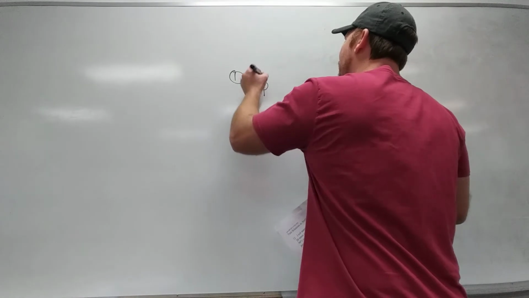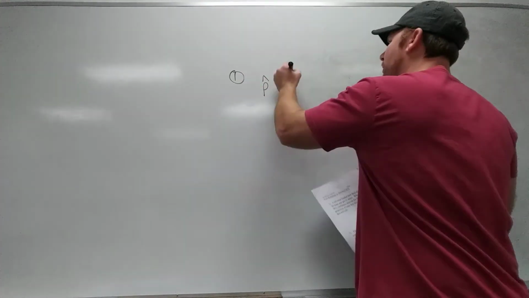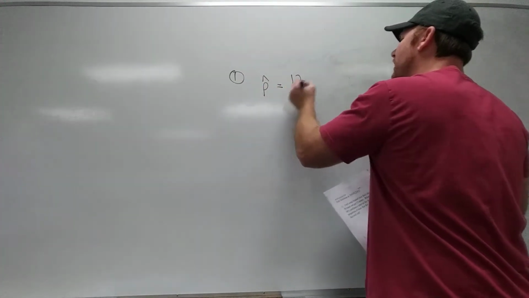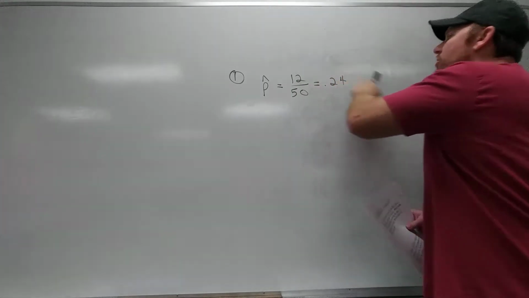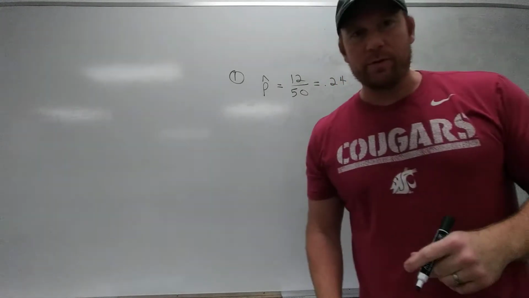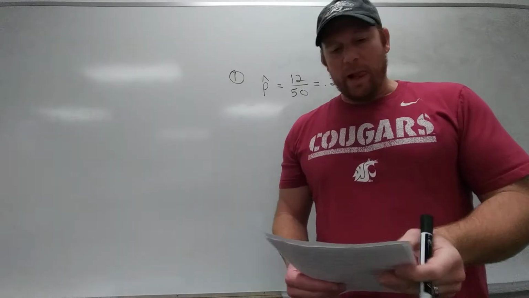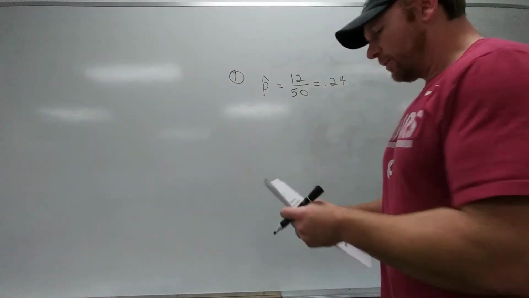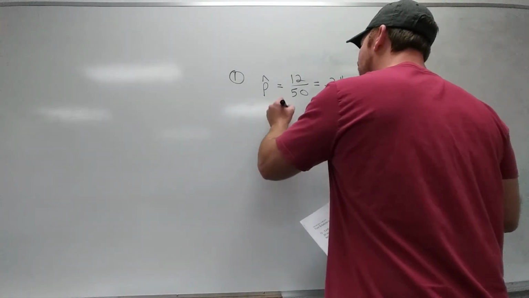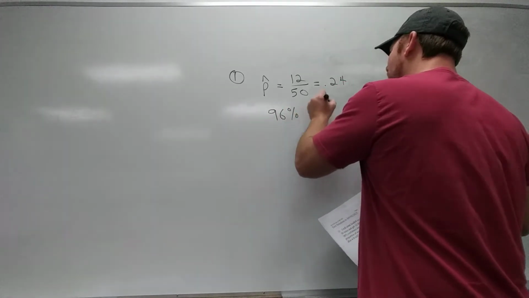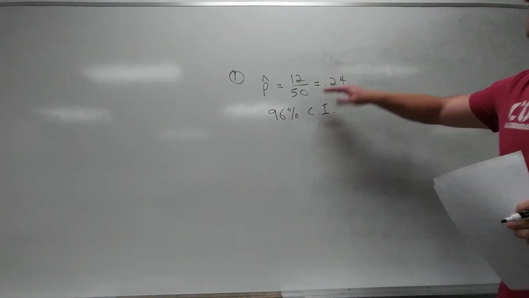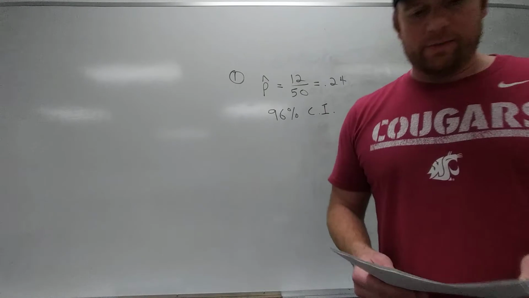So that's a sample p hat, and we're getting 12 nines out of 50, which is 24% or 0.24. So that's for the sample. I need to construct a 96% confidence interval for the proportion of nines rolled by this set of dice.